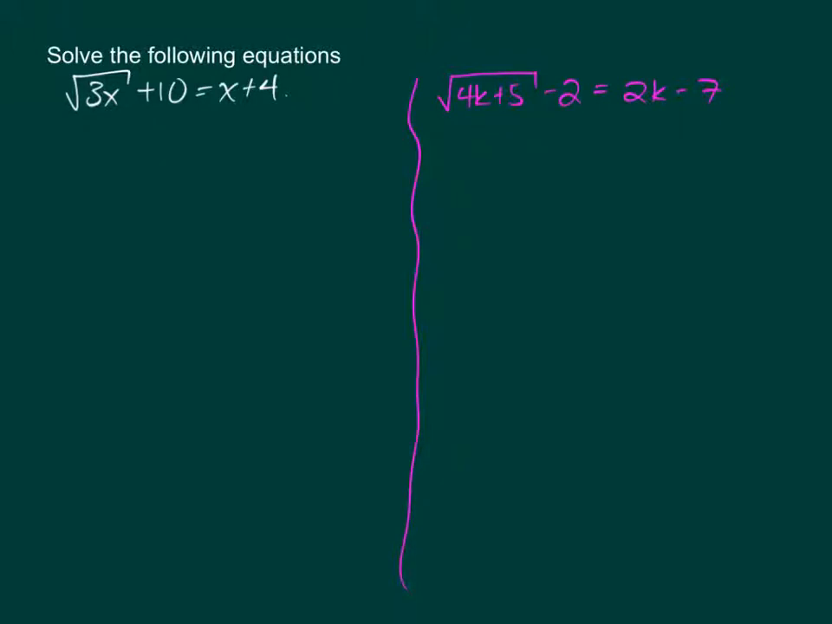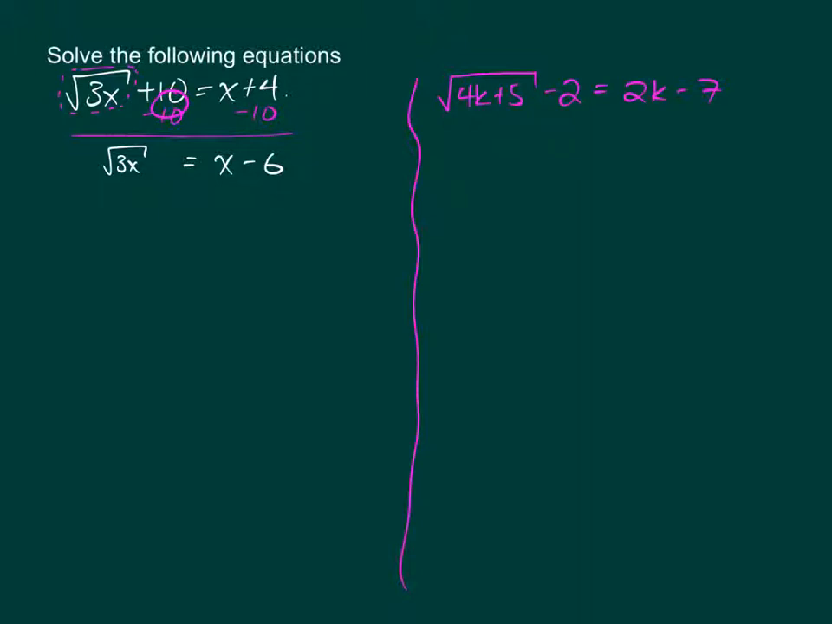So in order to isolate the square root, we have to get rid of everything that's outside of the square root and on the same side of the equation, so this plus 10. So we just have to subtract 10 from both sides. It's a good place to start. That will turn into 0.